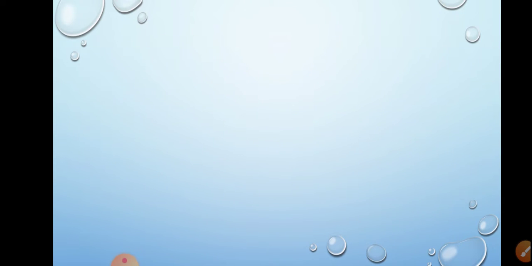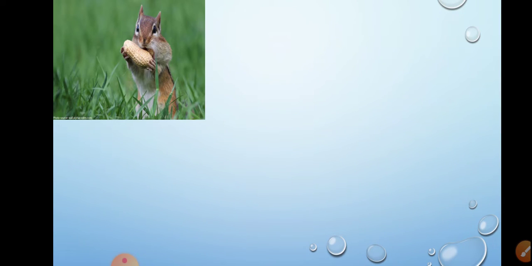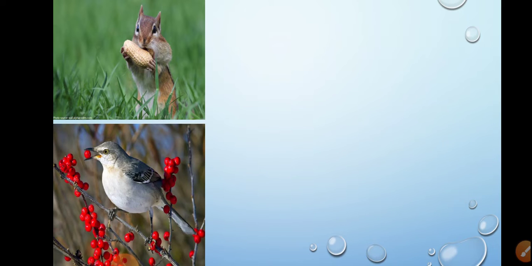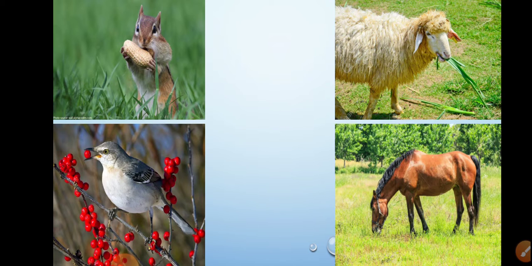Animals, however, do not have chlorophyll, so they totally depend on plants. They are always in search of food. Animals like squirrels, birds like sparrows, sheep, and horses depend on grass for their food.